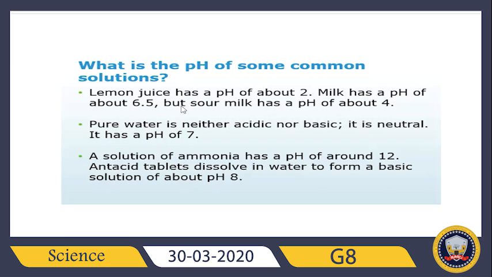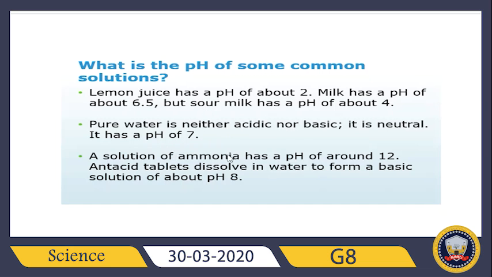Okay, what about sour milk? Sour milk has a pH of about 4, so it's much more acidic than the other kind of milk. Okay, so guys, what about pure water? Pure water is neither acidic nor basic, it's neutral. So since we are saying it's neutral, then we expect that the pH value of pure water will be exactly 7.